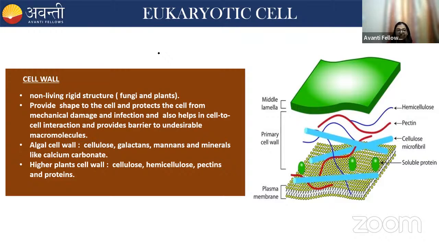In algae, the cell wall is composed of cellulose, galactans, mannans, and minerals like calcium carbonate. And in higher plants, the cell wall is composed of cellulose, hemicellulose, pectin, and proteins.